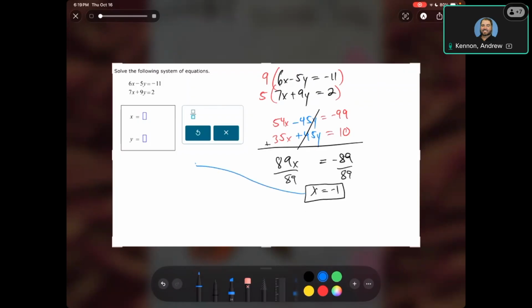Then once you get one answer, plug it in. So I'm going to plug in x equals negative 1 to either one. I'm going to plug it into the bottom one. 7 times negative 1 plus 9y equals 2. So that's negative 7 plus 9y equals 2. Add 7 to both sides, so 9y equals 9. Divide by 9, and y equals 1. Okay, so my answer is negative 1, 2. So once you get one answer, plug it in and you can find the other answer.